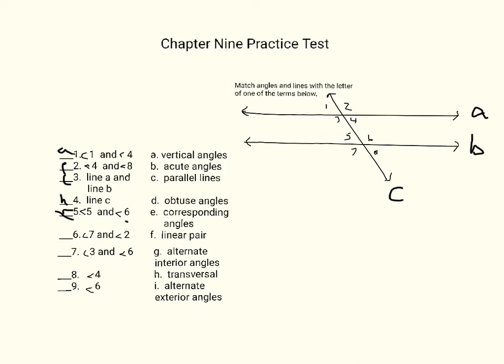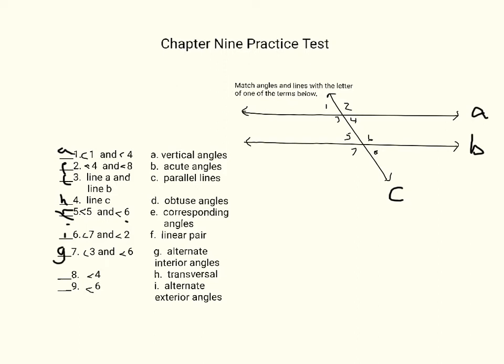Number 6, angle 7 and angle 2. 7 and 2. They're both on the outside of the parallel line, so they're exterior, and they're on alternate sides, so those are alternate exterior angles. Choice I. Nice. 3 and 6. Interior, and they're alternate, so they are alternate interior angles. G.